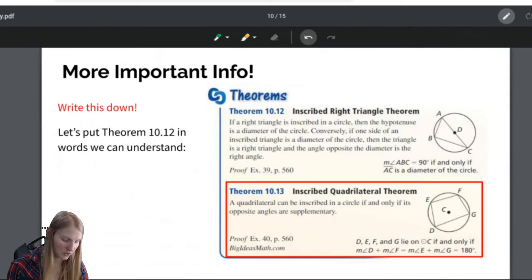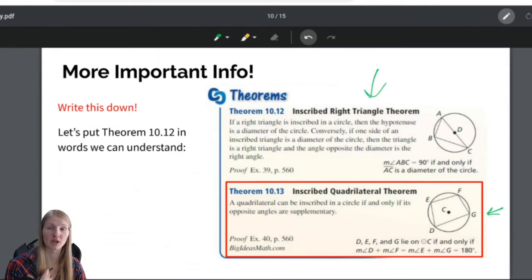So, this one, you are going to write down exactly how it is in the box. This one is a lot of words, and we're gonna break it down. Okay, so let's read what it says first, and then we'll put it in words that we can understand. If a right triangle is inscribed in a circle, then the hypotenuse is a diameter of the circle. Conversely, if one side of an inscribed triangle is a diameter of the circle, then the triangle is a right triangle, and the angle opposite the diameter is the right angle. That's a lot of words.